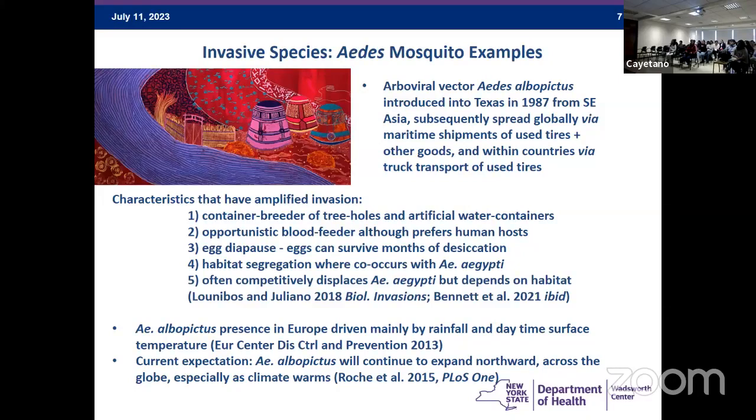Albopictus's presence in Europe, so now it's all over Europe too, is driven mostly by rainfall and daytime surface temperature. That was in 2013. So what that's saying is that they're continuing to expand northward. They're not going to stop just because you would like them not to keep going. They're going to keep spreading.